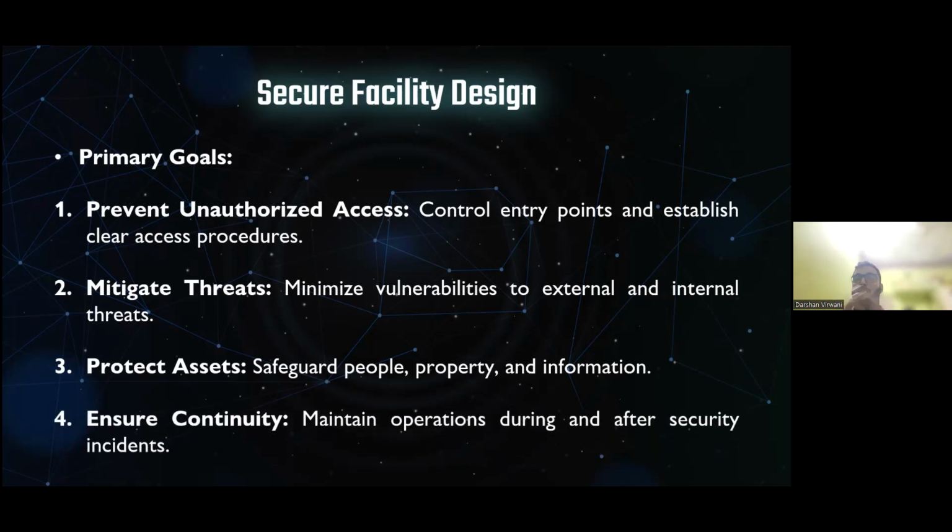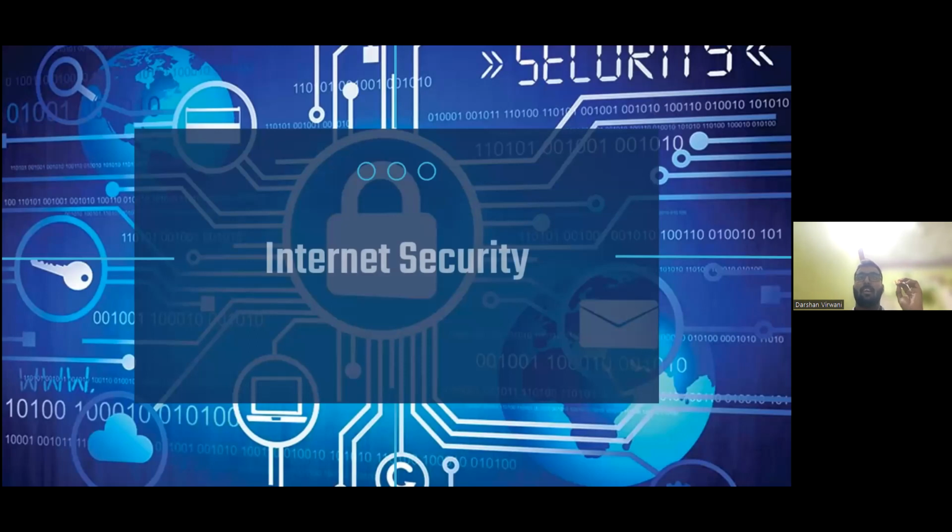Next is ensuring continuity. As I talked about in our last example, the individual was caught in the data center room. So this will keep the business operation going smoothly, and it will not cause any error in it. So these were the primary goals of secure facility design.